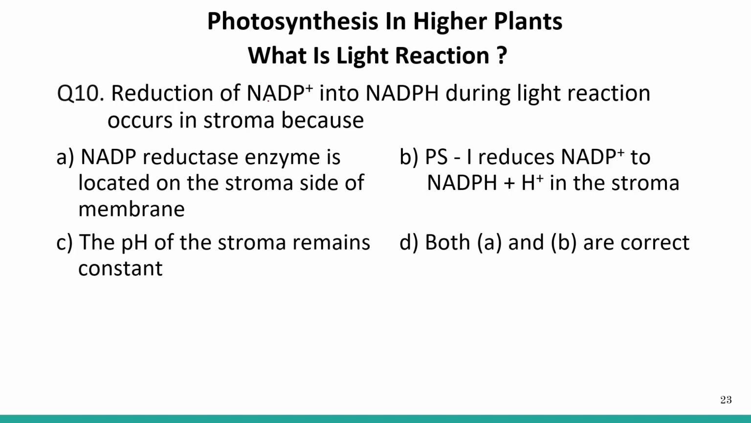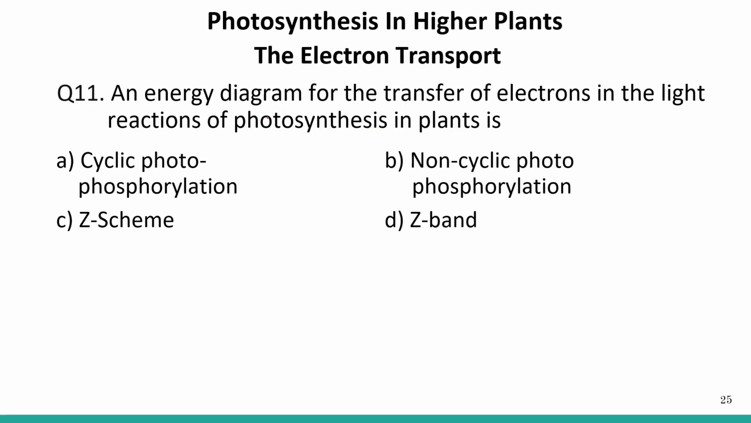Now coming to the next question, which is reduction of NADP plus to NADPH during light reaction occurs in stroma. Because NADP reductase enzyme is located on the stroma side of the membrane. So this is true. This is the fact. It is present near photosystem 1. And then second option is photosystem 1 reduces NADP to NADPH in the stroma. So this is also correct. Third option is pH of the stroma remains constant, which is not correct. So what should be the answer? Both A and B are correct. So this is the answer.